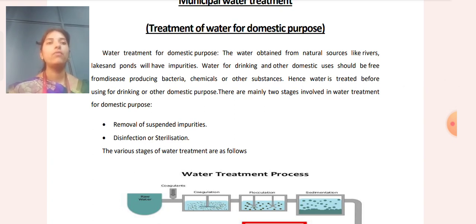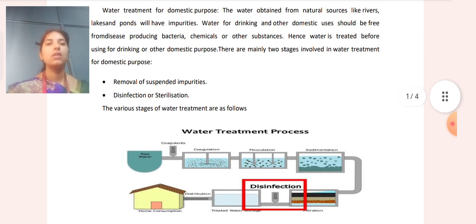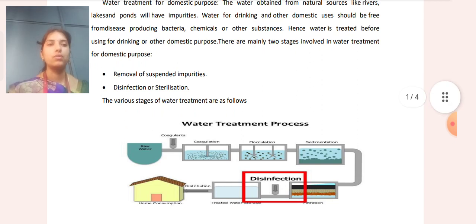The water obtained from natural sources like rivers, lakes and ponds will have impurities. Water for drinking and other domestic uses should be free from disease-producing bacteria, chemicals or other substances. Hence, water is treated before using for drinking or other domestic purposes. There are mainly two stages involved in water treatment for domestic purposes. The first is removal of suspended impurities, and the second is disinfection or sterilization. The various stages of water treatment are as follows.